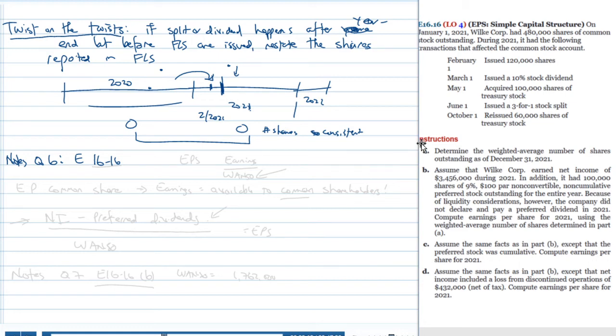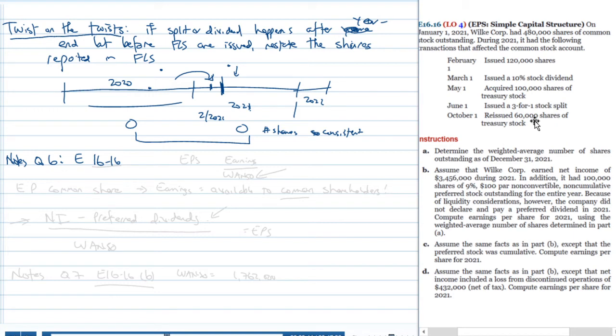So let's take a look at exercise 1616. On January 1st, 2021, Wilkie Corp had 480,000 shares of common stock outstanding. During 2021, it had the following transactions that affected the common stock account. February 1st, we issued 120,000 more shares. March 1st, we had a 10% stock dividend. May 1st, we acquired 100,000 shares of treasury stock. June 1st, we issued a 3-for-1 stock split. And October 1st, we reissued 60,000 shares of treasury stock. So not all 100,000, but just 60,000.